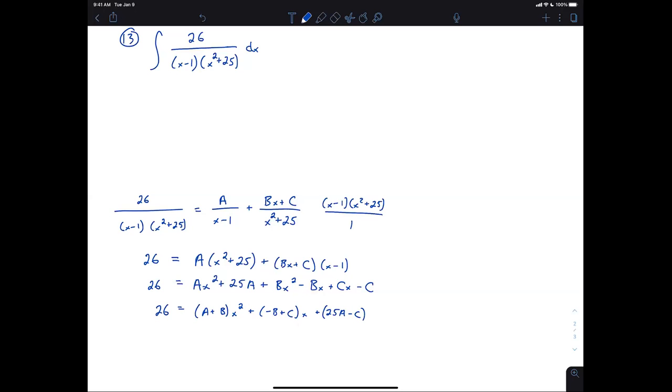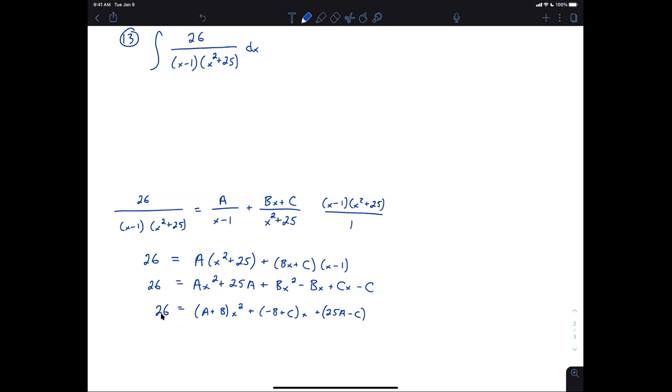All right, so the polynomial on the left has to be the same as the polynomial on the right. Like this polynomial could in general be something like 3x squared plus 2x plus 1, but it actually needs to be 26. So that means there can't be an x squared, so a plus b has to be 0. There also cannot be an x, so negative b plus c has to be 0. And then this is the only constant term, so that's got to be 26. Does that make sense to everybody?